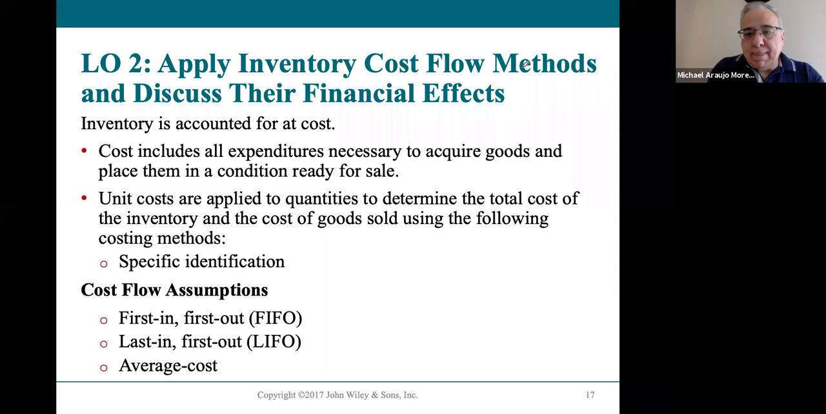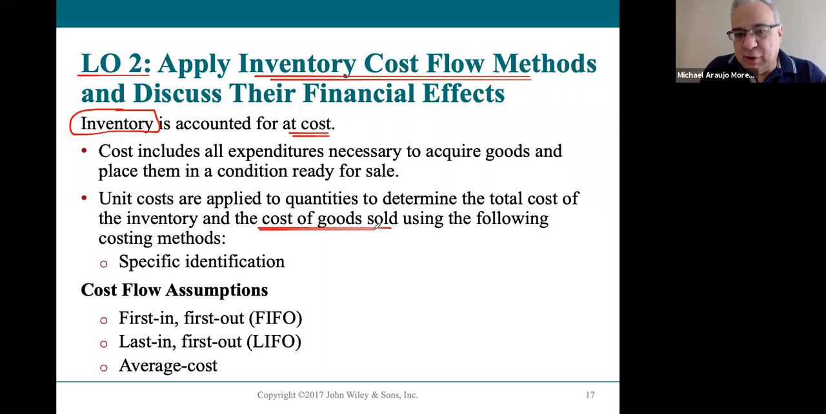So continuing on with learning objective two, this is where you're going to be introduced to the inventory cost flow methods that businesses can use to determine their cost of goods sold. So remember how everything starts. Inventory is an asset. It's recorded on the books at whatever it costs. And we learned that clearly in chapter five. But once we've sold it, it becomes an expense, right? It becomes cost of goods sold. So the question becomes for businesses in accounting, how do we determine the cost of goods sold? And so accounting gives businesses a few different options. They can use any one of these cost flow methods.